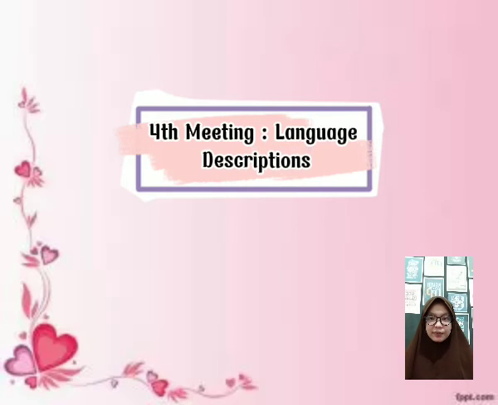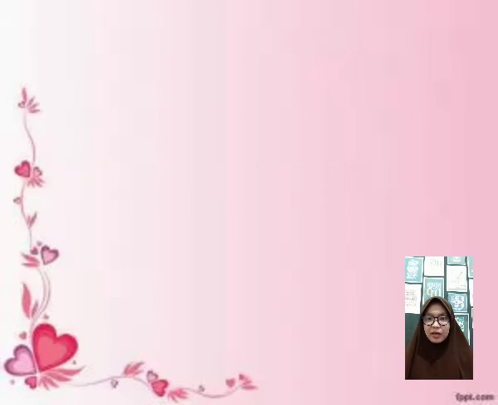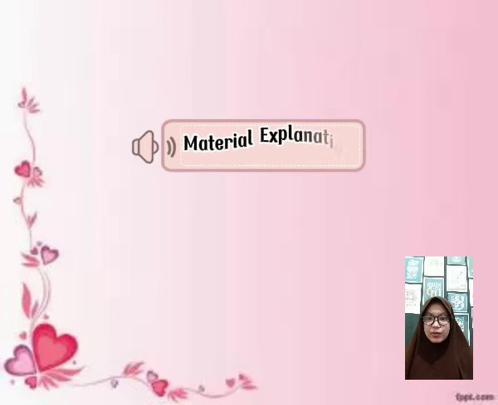The fourth meeting, language description. The first, classical or traditional grammar. The description of English, as with other languages, is based on the grammar of the classical languages, namely Greek and Latin. This description is based on an analysis of the roles played by each word in the sentence.